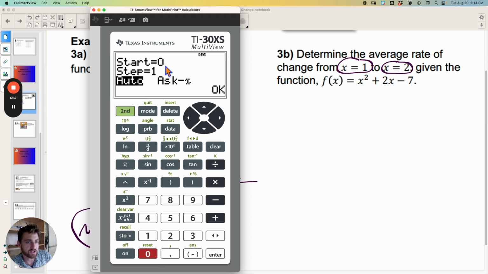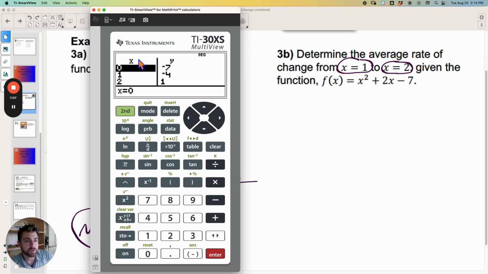Mine says start at 11. I'm going to change it to 0. All that does is tell the calculator where to start displaying values. So it's going to start displaying values whenever x is 0. And the step is just referring to the increment it's going up by. So when x is equal to 1, 2, 3, 4, 5. If this was a 2, it'd go up by 2s. If it was a half, it'd go up by halves, like 0.5, 1, 1.5, 2, 2.5. Leave this on auto, and we'll go down to OK.